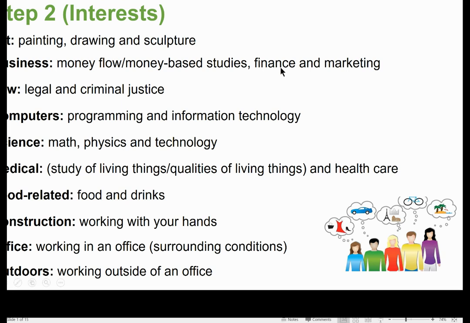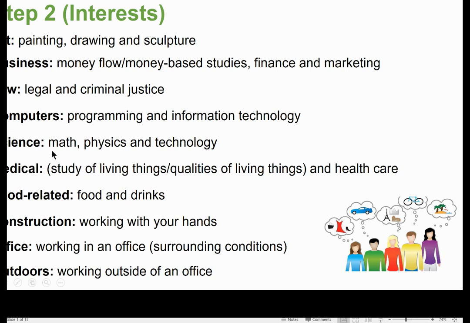And do you like calculating items in finance? Do you like selling things? That's business. Do you like promoting things to your friends? Law, which is legal and criminal justice. Are you really ethical? Do you feel you need to follow the law? Computers, do you like computers?